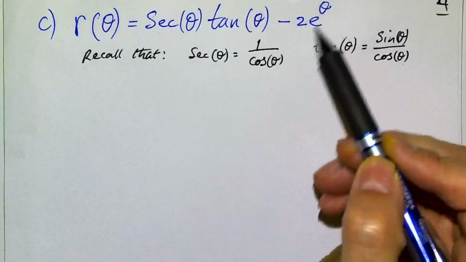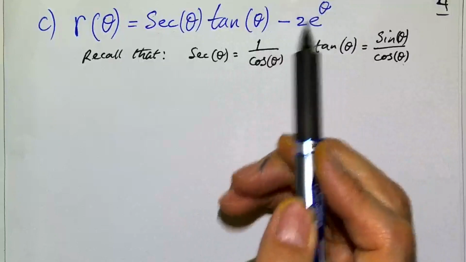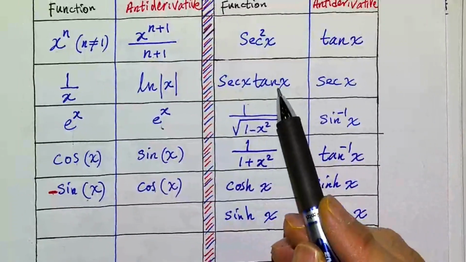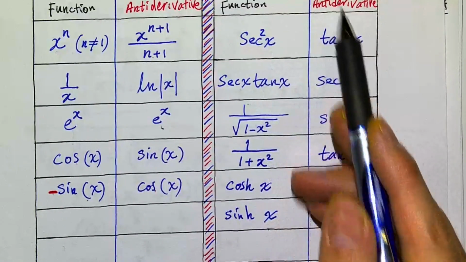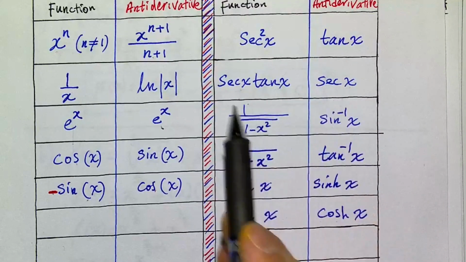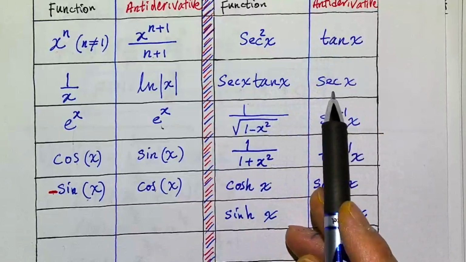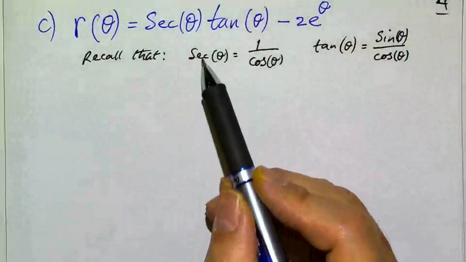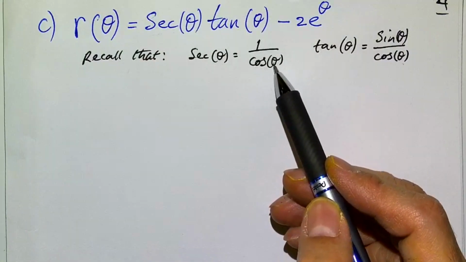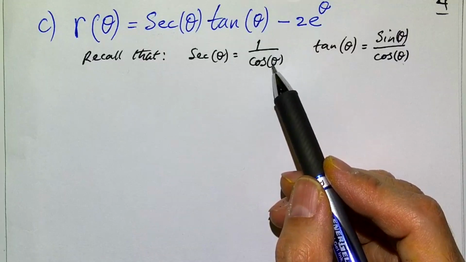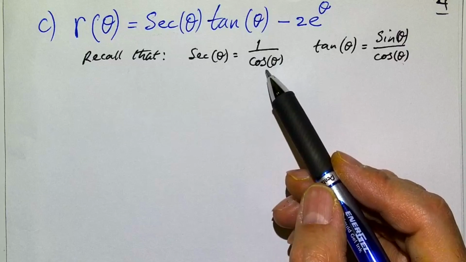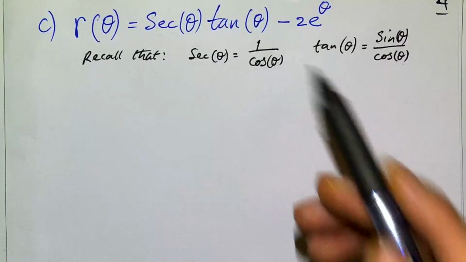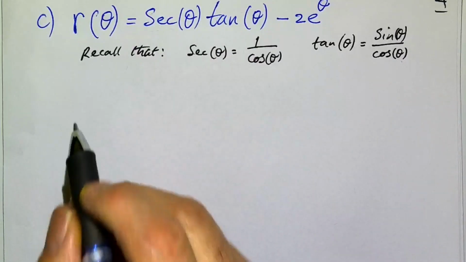The domain of this function is minus infinity to infinity, but that's not a problem. This, however, is. So secant x times tangent x has antiderivative secant x. So our antiderivative is going to be secant of theta, and secant of theta is the reciprocal of cosine of theta, which cannot have pi over 2 or any other angle that is a multiple of that in its domain, right?